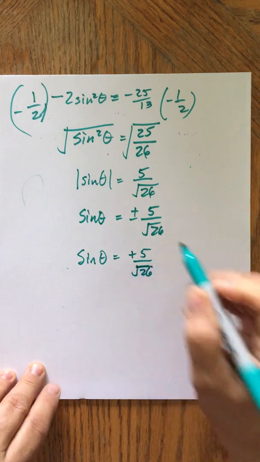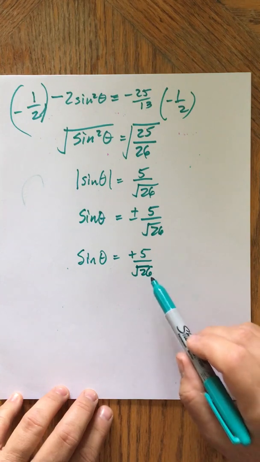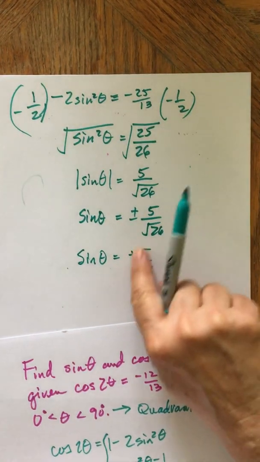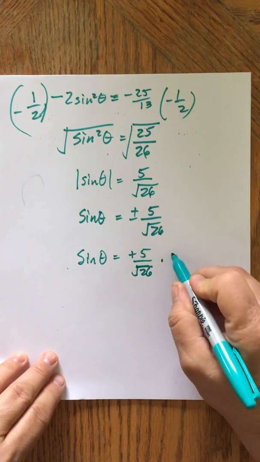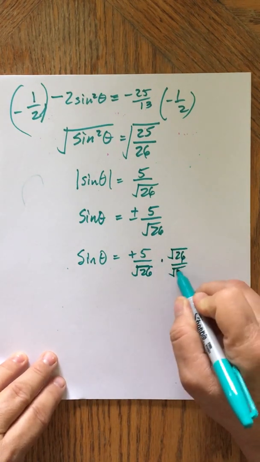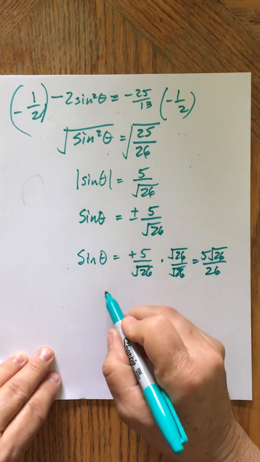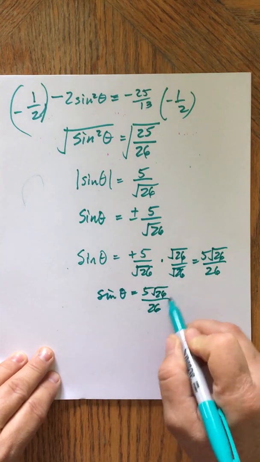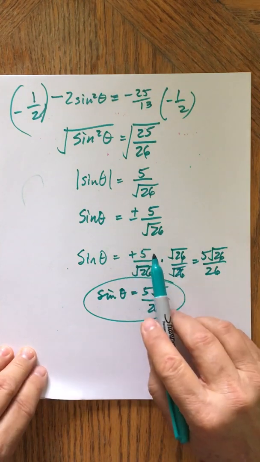Now, your book, and almost every book I know, does not like to keep radicals in the denominator. I still have to find cosine theta, so I'm going to work with this form. I find it much easier in the arithmetic. But for the actual answer here of sine theta, I'm going to go ahead and rationalize. So I'm going to have 5 square root 26 over 26. So that's my answer. Sine theta is 5 square root 26 over 26. That's the first part of that. I still now have to find cosine theta. But in working with cosine theta, I'm actually going to use this form right here, 5 over square root 26.